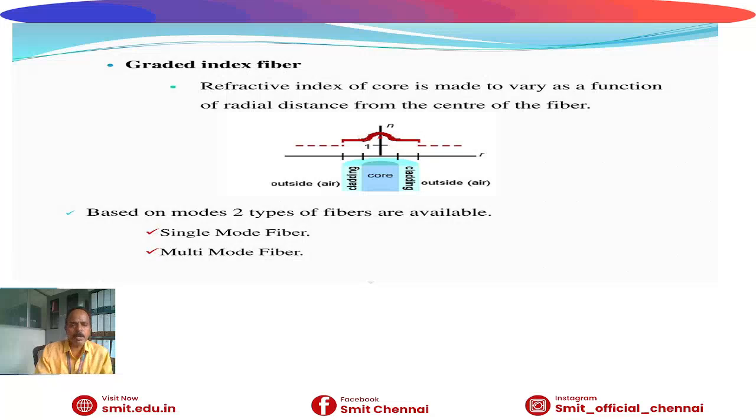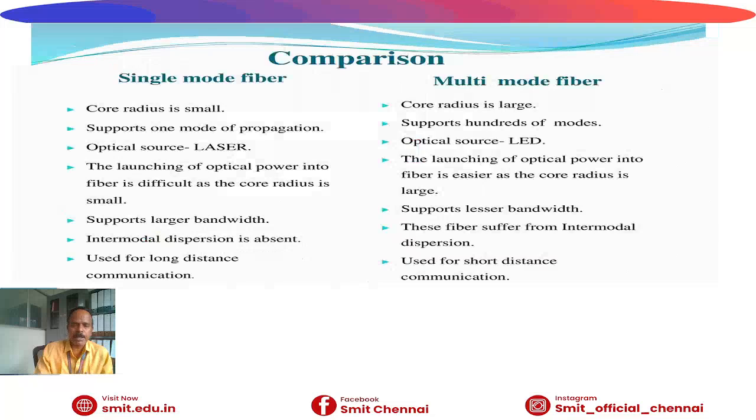In another classification, based on the propagation modes, we can classify optical fiber in two ways: single mode fiber and multi-mode fiber. In single mode fiber, we can propagate only a single wave at a time. In multi-mode fiber, we can propagate more than one wave together. So these are the primary differences, one based on the manufacturing, one based on the mode of propagation.